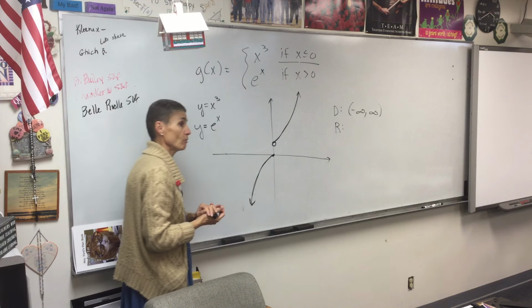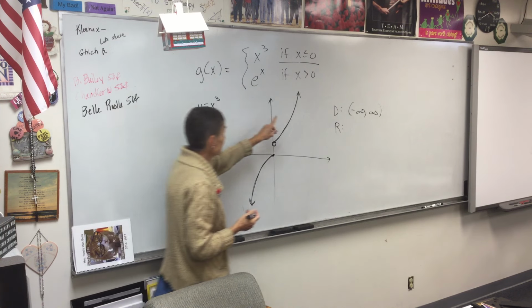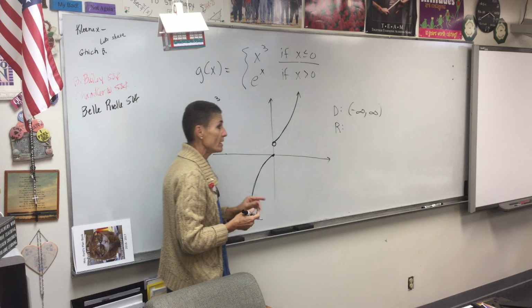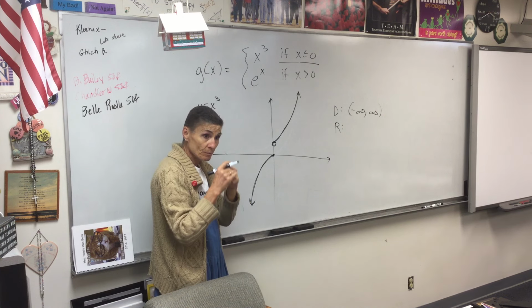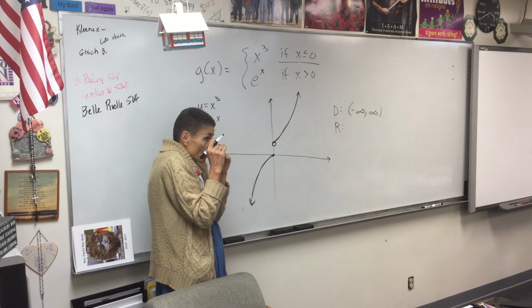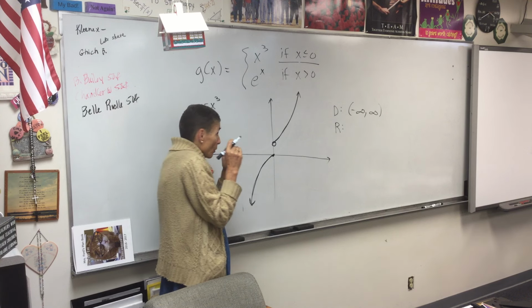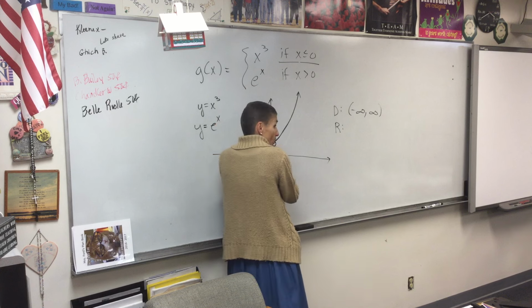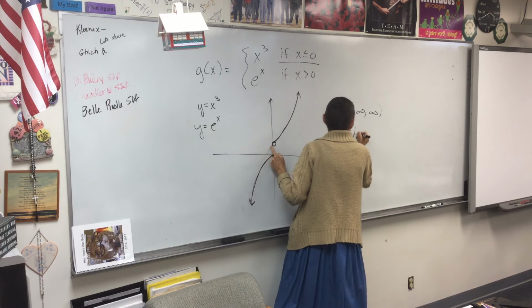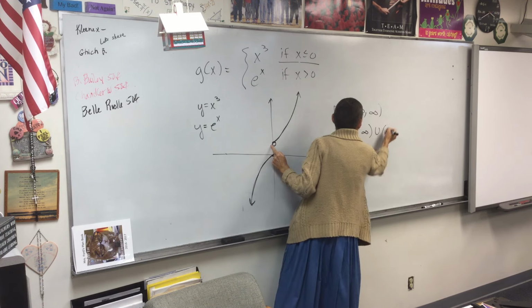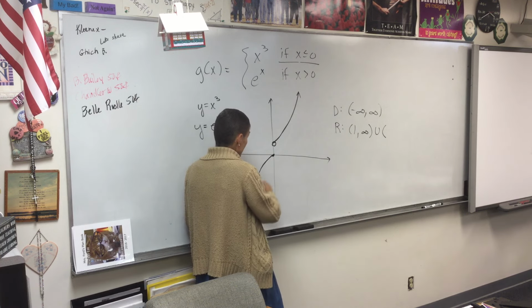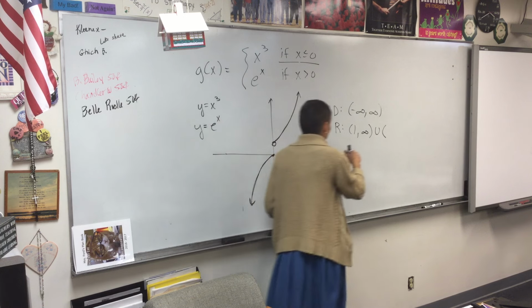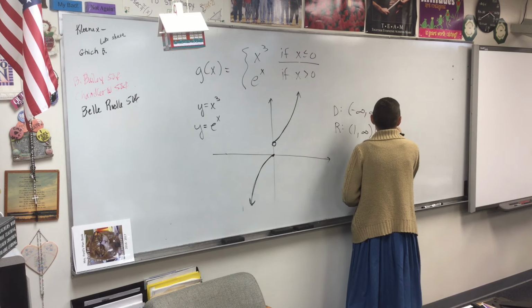What's your range? Be careful. Sometimes we see this arrow and this arrow and think all real numbers, but not this time. What happened? We have a gap in the middle, don't we? So what's our range? Everything from 1 to infinity, or everything from negative infinity to 0, and the 0 is included.